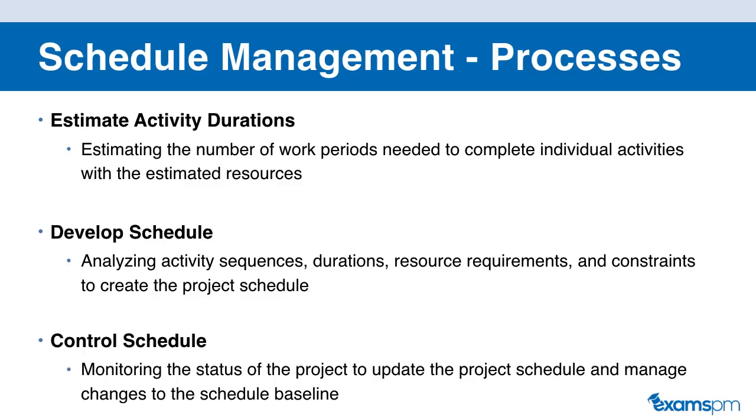And the last process in schedule management is control schedule. This is where you're monitoring the status of the project. You're comparing how long each activity is actually taking you versus how much you budgeted this activity to take in your project schedule, and seeing if there's a variation or deviation between the two. And if there is, you need to take corrective action to bring the schedule back into alignment. This is also where you're managing changes to the baseline in order to ensure that you can still accomplish your project deliverables on time. Our next knowledge area is cost management.